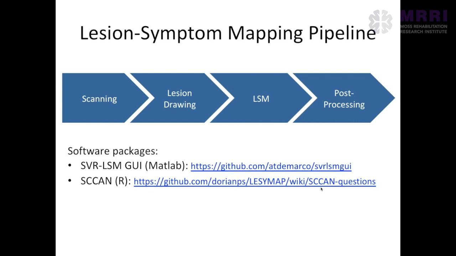We're going to unpack the SVR-LSM analysis a bit more today, take a more critical look at it, and show you some of the weird things that we've been seeing as we've been running this analysis. We're also going to touch on an alternative that's out there in the literature, known as SCAN, or Sparse Canonical Correlation Analysis for Neuroimaging. And then we are going to introduce an interesting novel approach that we've been pioneering here at MRI.